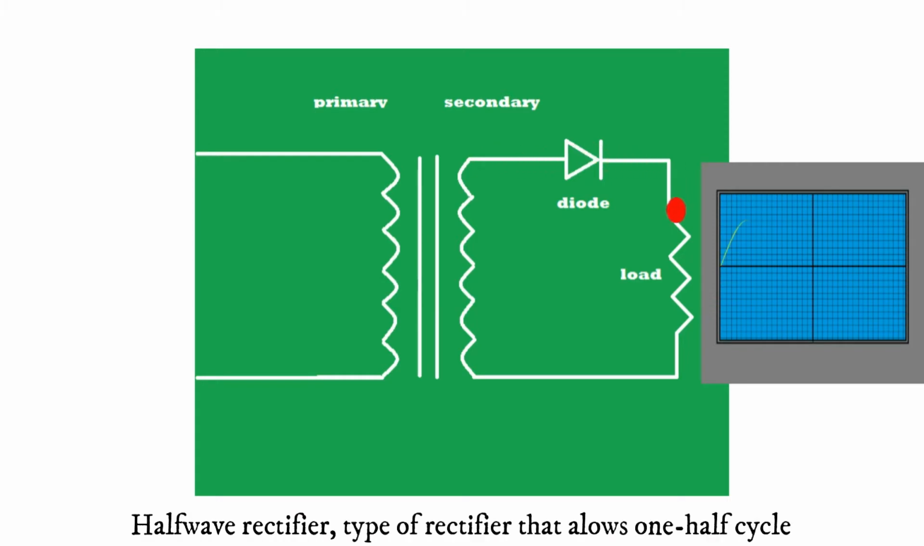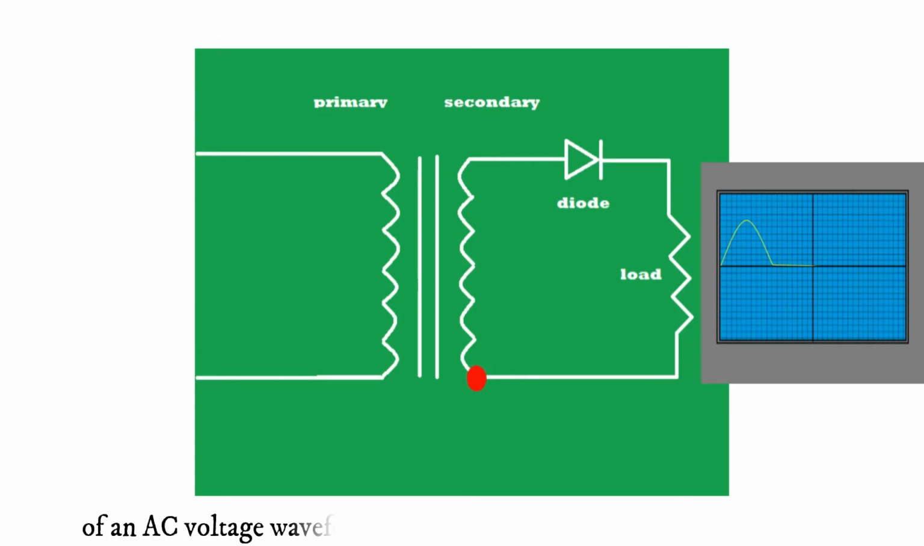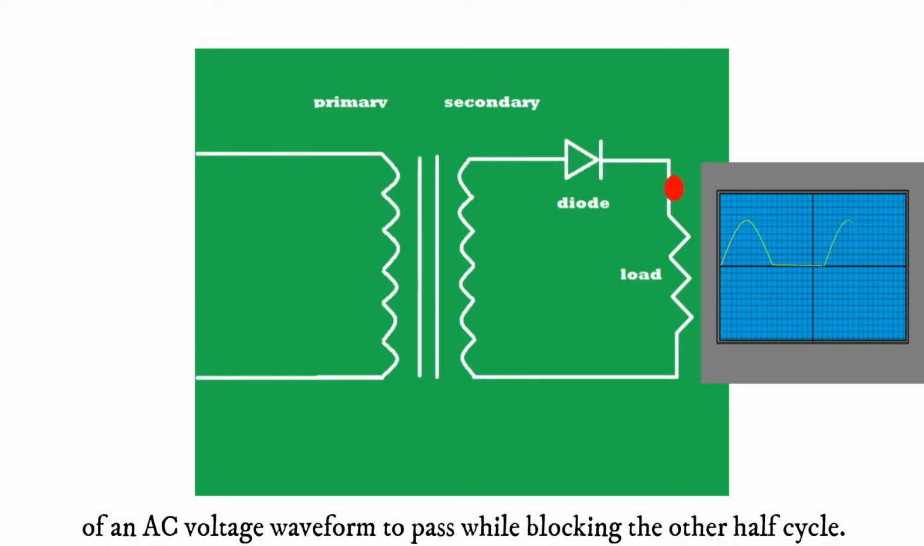A half-wave rectifier is a type of rectifier that allows one half cycle of an AC voltage waveform to pass while blocking the other half cycle.